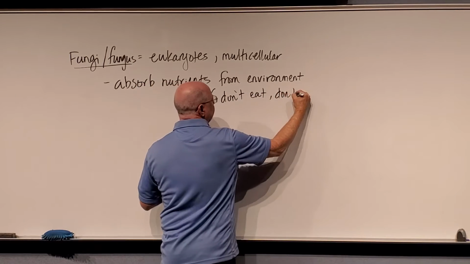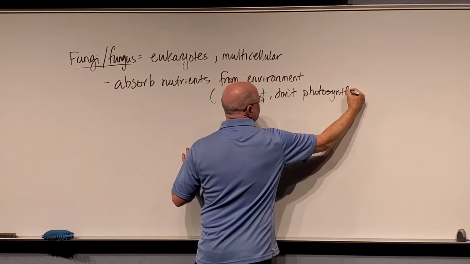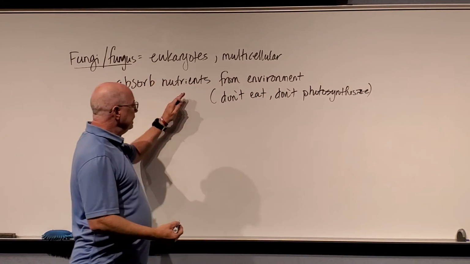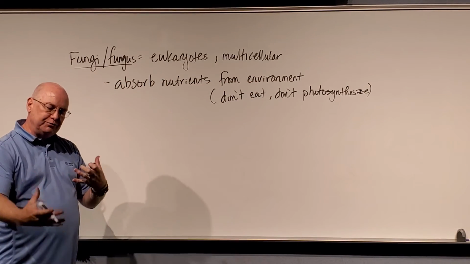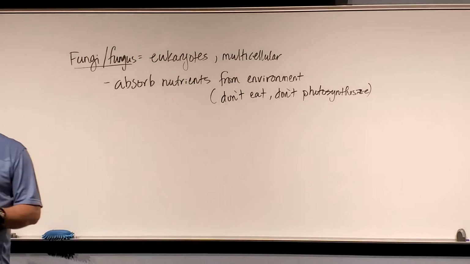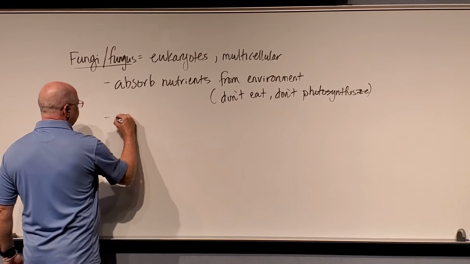They don't photosynthesize. So they can't make energy, and they don't eat other things for energy. They absorb some of the compounds as those things are breaking down. That's why we usually find fungi where things like animals or plants are being broken down as they decompose. Something else that's important about fungi is that they have a cell wall.